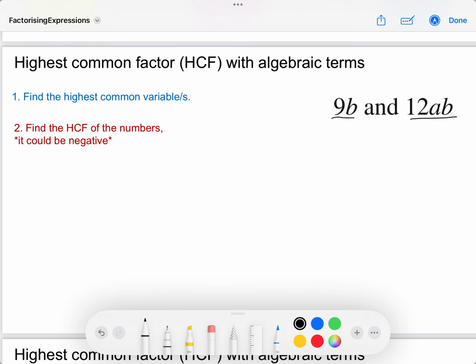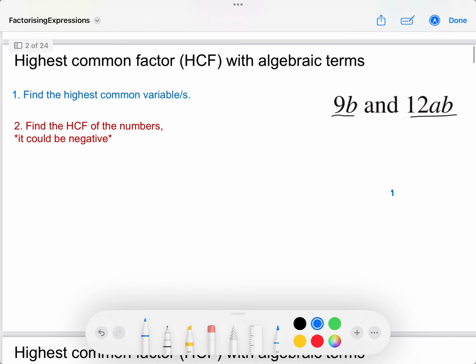The first step says, find the highest common variables. Looking at my two terms, I can see the variable that both of them share is b. So I'm just going to note down that they've got a common variable of b. 12ab has an a next to it, but 9b doesn't, so that's not a common variable.